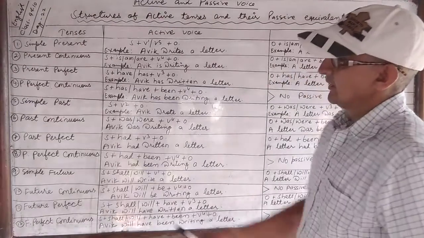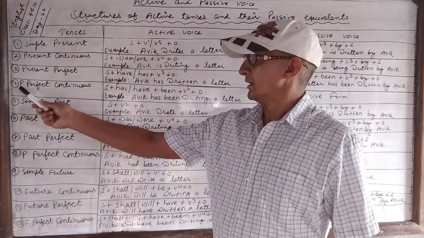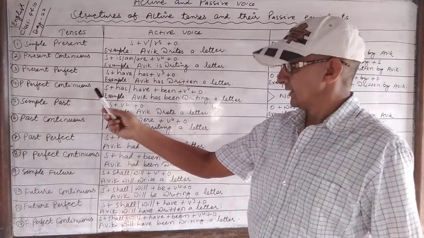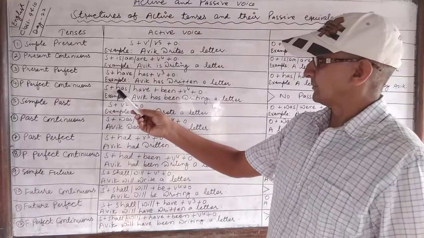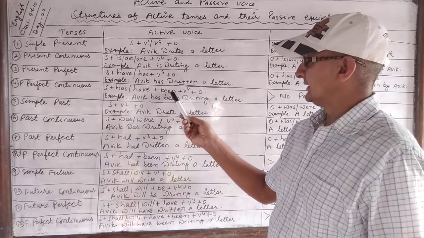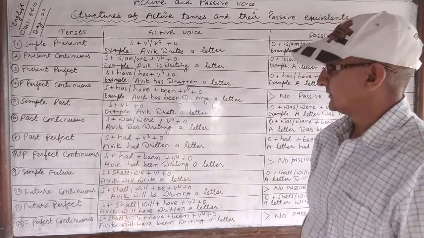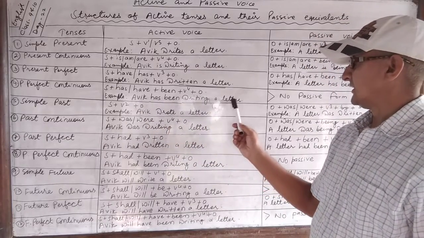The next is present perfect continuous tense. The structure of present perfect continuous tense is subject plus has or have, plus been plus V-ing plus object. The example is Avik has been writing a letter.